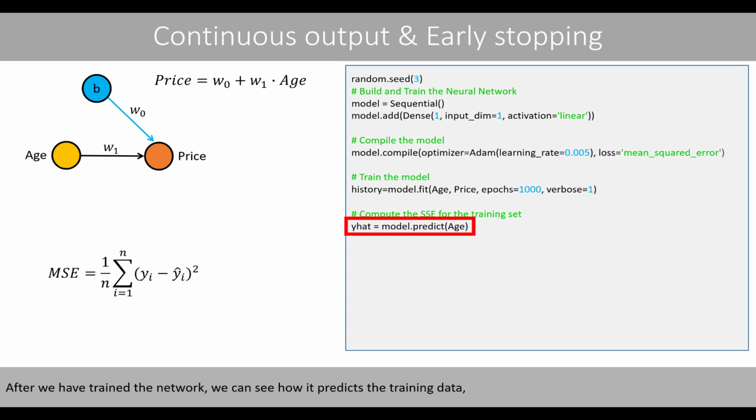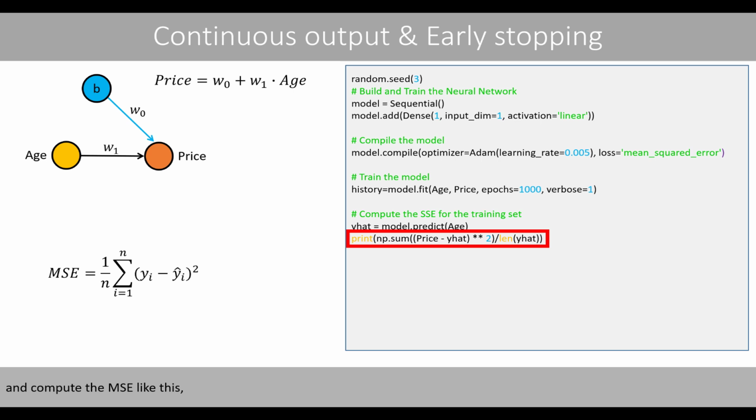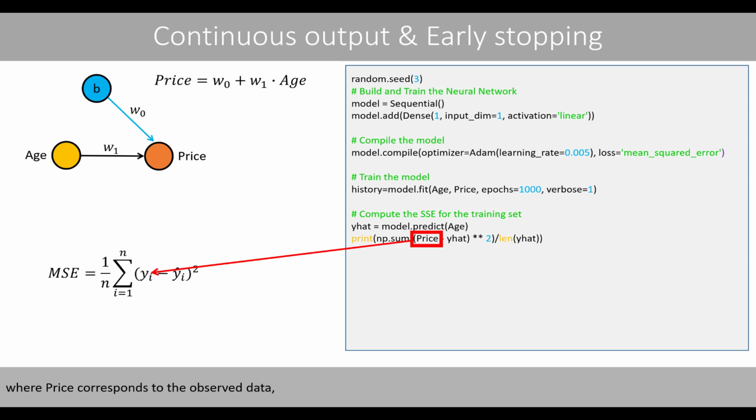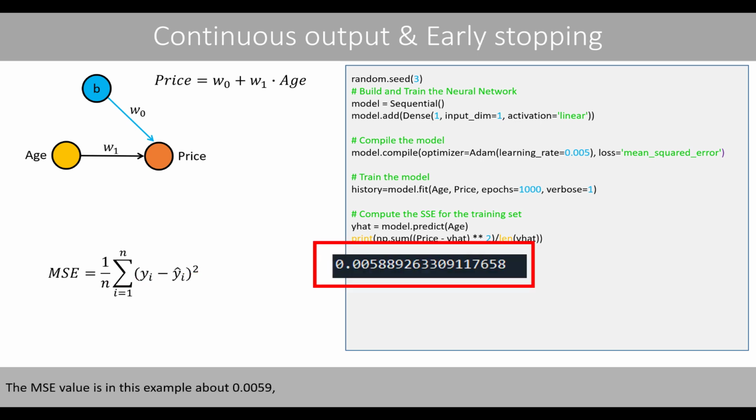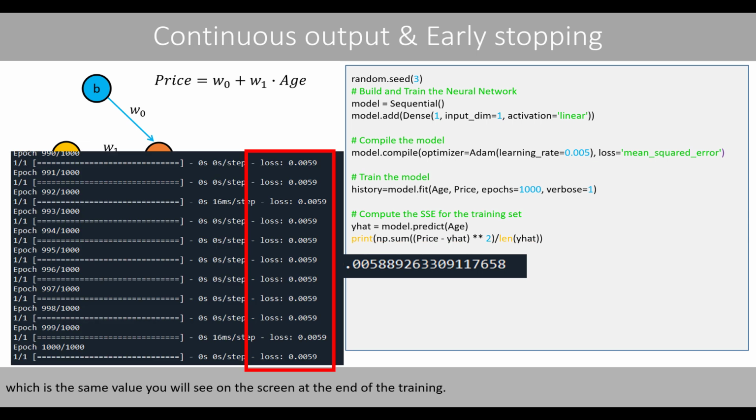After we have trained the network, we can see how it predicts the training data and compute the MSE like this, where price corresponds to the observed data and y hat includes the predicted prices by the network. To compute the MSE, we divide the sum of the squared errors by the sample size. The MSE value is in this example about 0.0059, which is the same value you will see on the screen at the end of the training process.